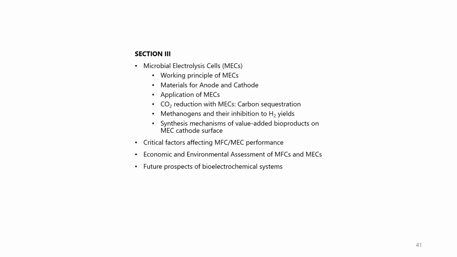Let us now move on to section 3, where we will be discussing microbial electrolysis cells, their working principles, and what materials are suitable for anode and cathode. In the case of MECs, we will look at their different applications, carbon dioxide reduction with MECs, particularly carbon sequestration, methanogens and their inhibition of hydrogen yield. We will also discuss synthesis mechanisms of value-added bioproducts on the MEC cathode surface, then the critical factors affecting MFC and MEC performance, the economic and environmental assessment of MFCs and MECs, and future prospects of bioelectrochemical systems.